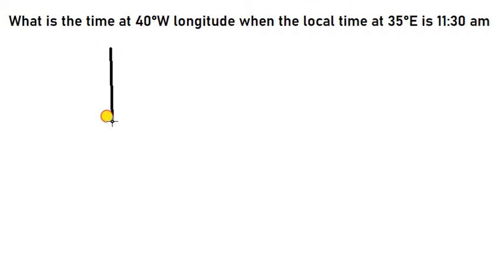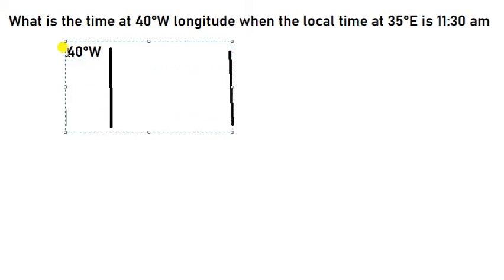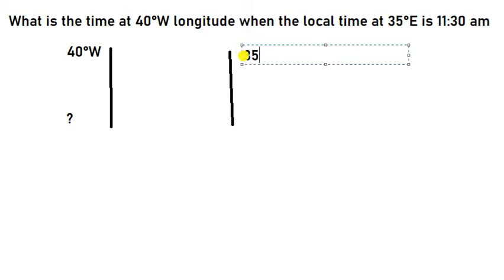So let me draw two lines to represent these two longitudes. One is 40-degree west longitude, other one is the east, that is 35-degree east longitude. We all know that eastern longitude will be on the right side and western longitude will be on the left side. So we can write like this. The one on the left side is the 40-degree west longitude and the time at this place is not available. That is what we have to calculate. And the second one is the 35-degree east longitude and the time at this particular longitude currently is 11:30 am.